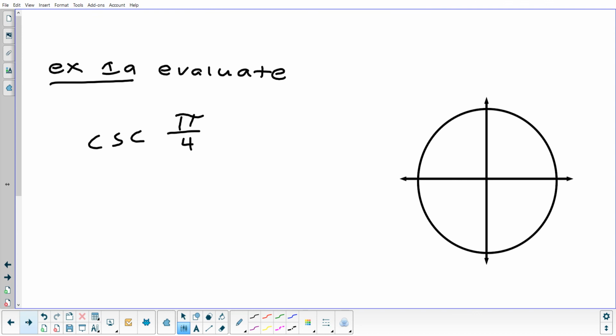All right, let's try this one. This time they just want to know one thing, just the cosecant of pi over 4. Okay, before you're even ready to find the cosecant, there's something else you got to figure out first. What do you have to find first here?